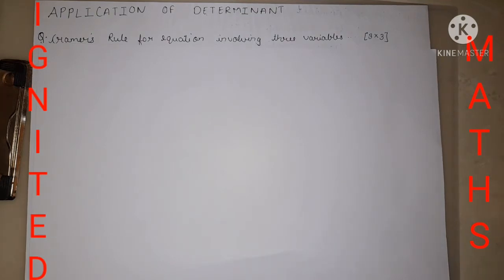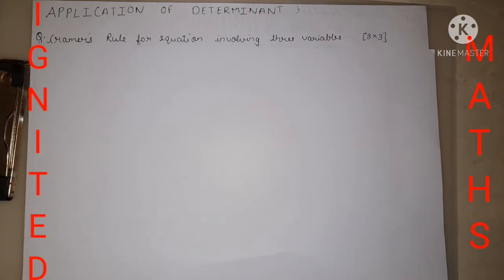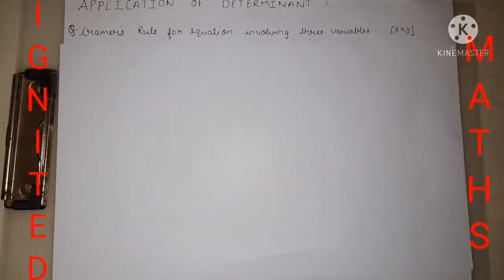Basically, we learned linear equations while studying in 10th standard, with one variable and two variables, like x, y or just x. We learned in that way, but now we are going to solve linear equations by using Cramer's rule. So let's start with it. Cramer's rule for three variables contains three linear equations with three variables.